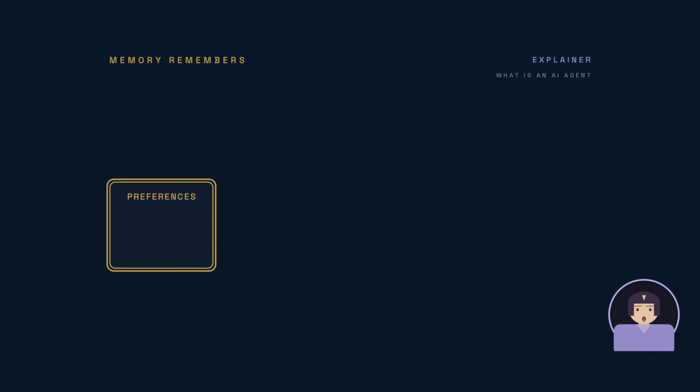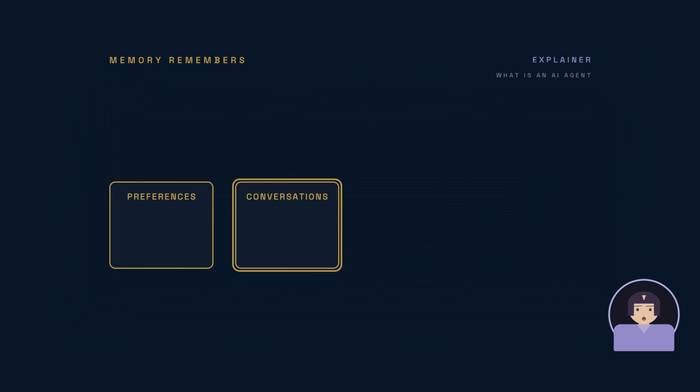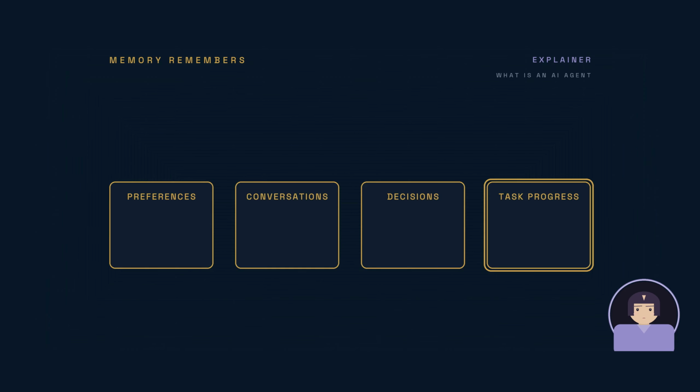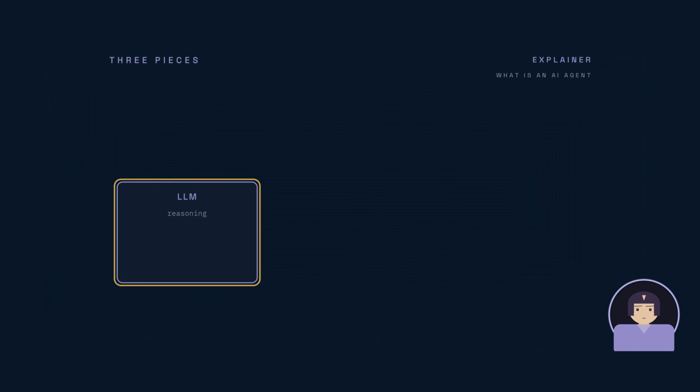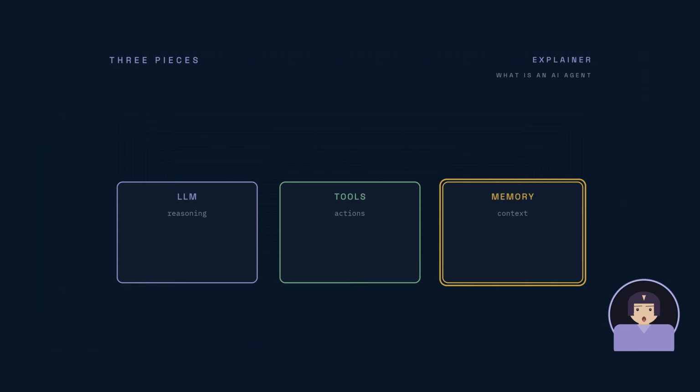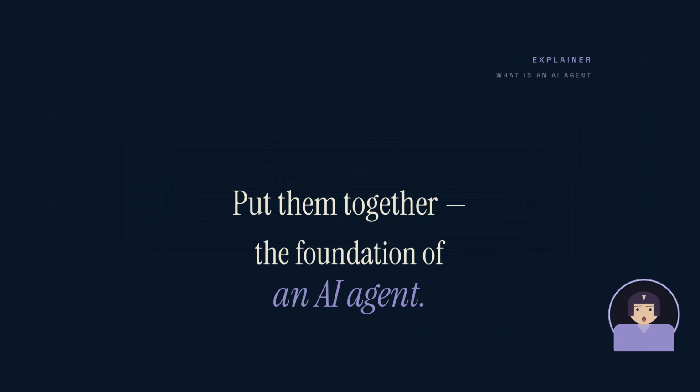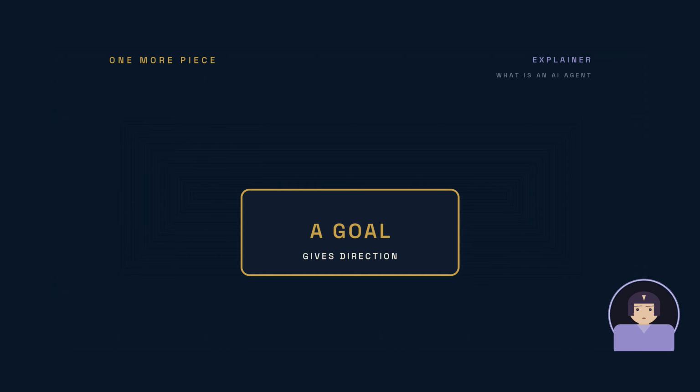So now we have three pieces. The LLM provides reasoning, tools provide actions, memory provides context. Put them together, and you have the foundation of an AI agent. But there is one more important piece: a goal. An agent is not simply trying to produce a good sentence, it is trying to move a task toward completion.